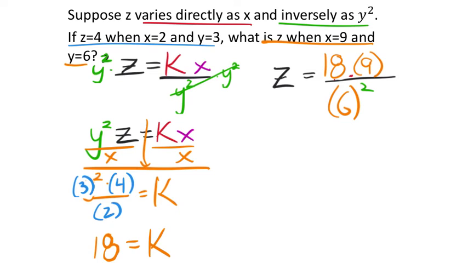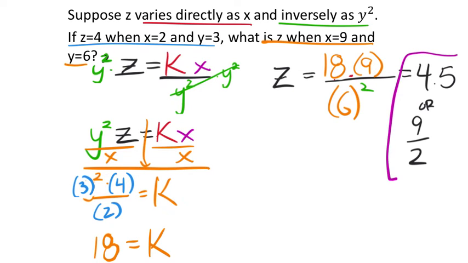And I get a z in this one that is 4.5. If you want the fraction, just push that double arrow button above enter, you get 9/2. But either one of these would work for your z value.